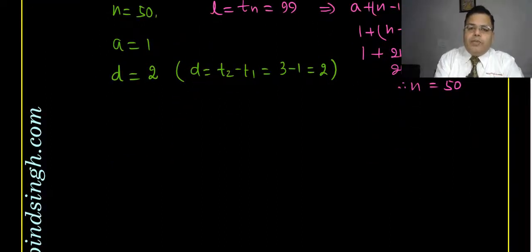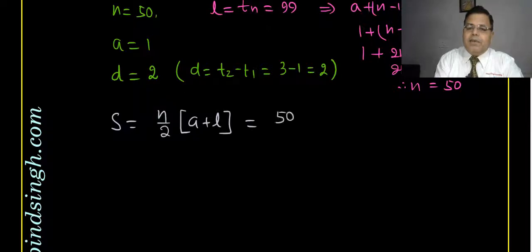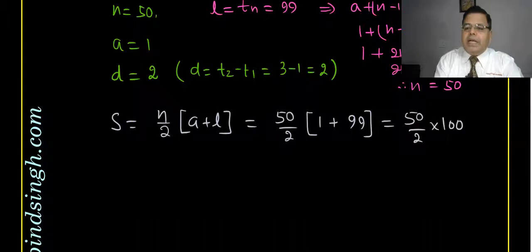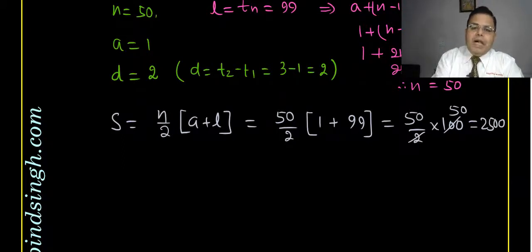If you apply the first one, sum is equal to n by 2 (a plus l). In that case, there will be 50 by 2, first term is 1, last term is 99. 50 by 2 into 100, this can cancel 50 times, and 50 into 50 is 2500.